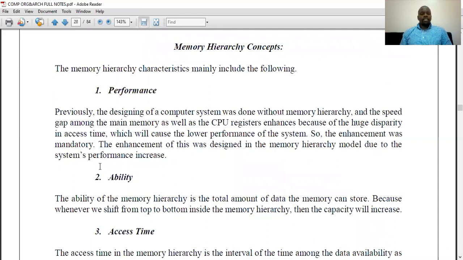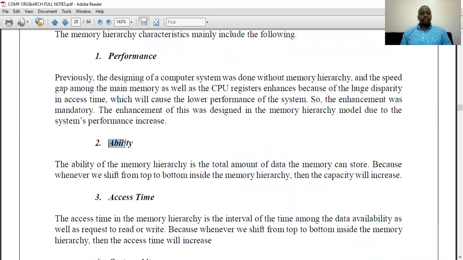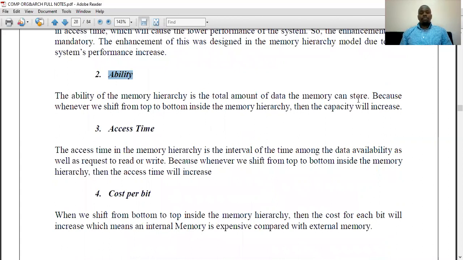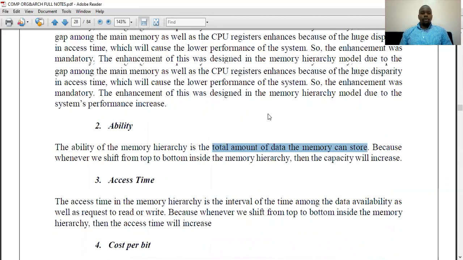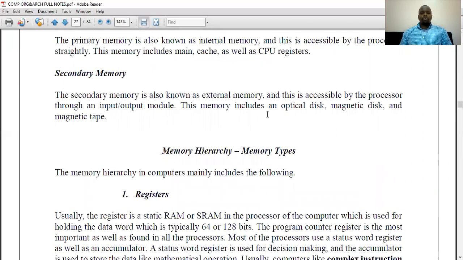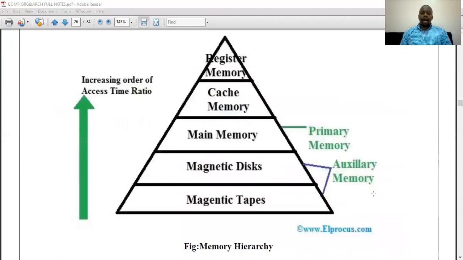What is the ability? It is the total amount of data. This is another term used in relation to memory hierarchy. Ability is the total amount of data the memory can store. Look at this. As you go down the memory, the more data can be stored. Consider that you cannot have a register that stores 500 GB. Registers normally just store a few MBs.